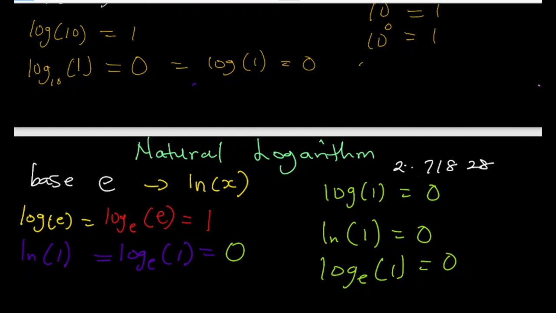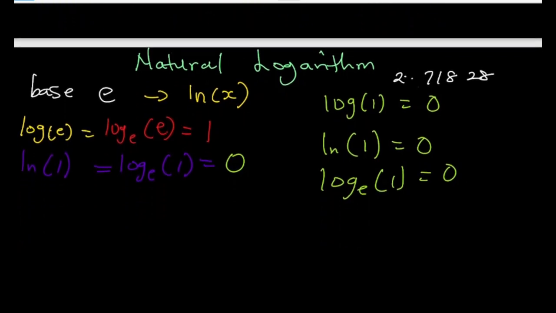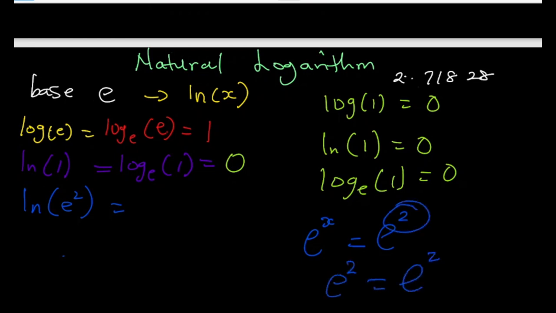Okay, so let's look at some other examples. So here is an example: ln e squared. By now you're familiar with ln, right? It's simply saying what power will e be raised to get e squared. Of course, you already see it here, right? One other way we can look at this is, this is already telling us that ln e to the x is equal to ln e squared. So our answer is automatically 2, because e to the power of 2 gives us e to the power of 2.